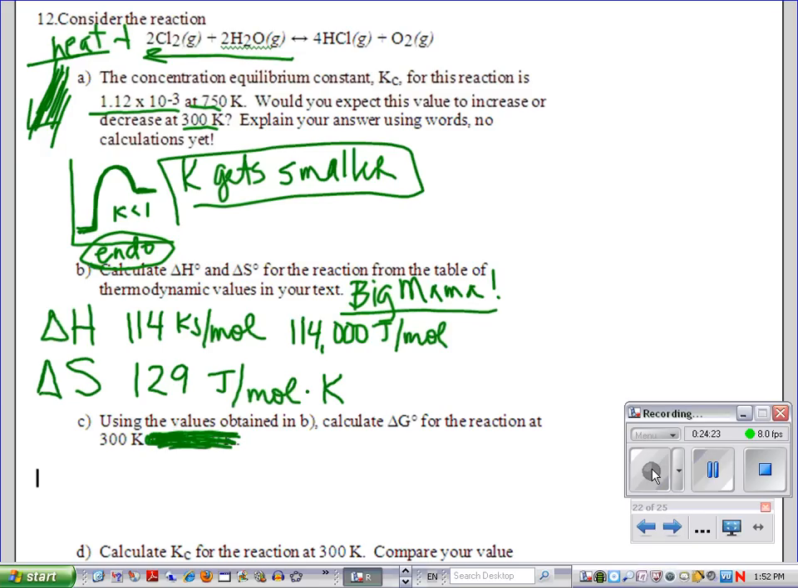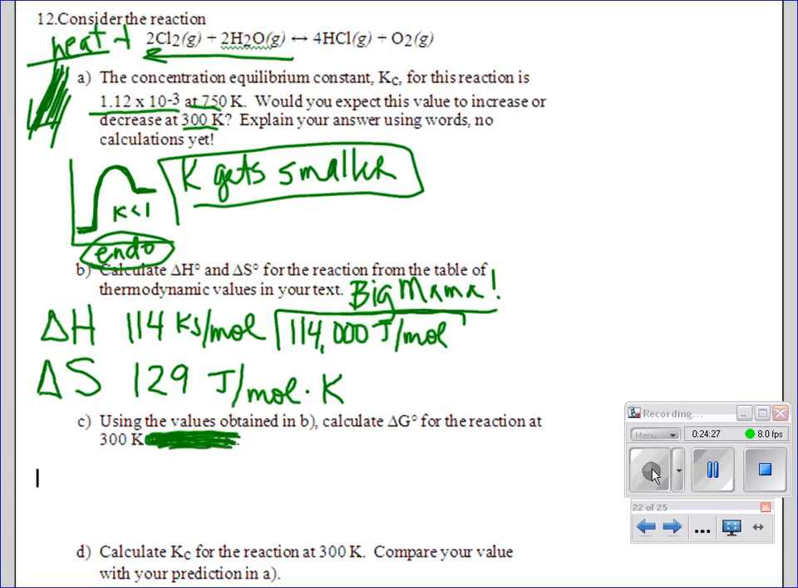Pause. Okay, so after some calculation and number crunching, we got our delta H to be 114,000 joules per mole, and our delta S to be 129 joules per mole Kelvin. If those of you at home didn't get that, stop the video and work it till you get it. So now part C, I've taken out this. Ultimately, they're trying to find K. We already know K at 750. We don't need to find G at 750 because we don't need K at 750. I just want to deal with that 300, which is what we're looking for.